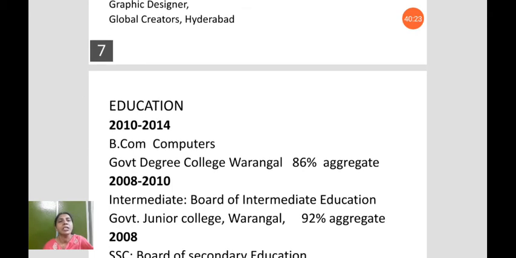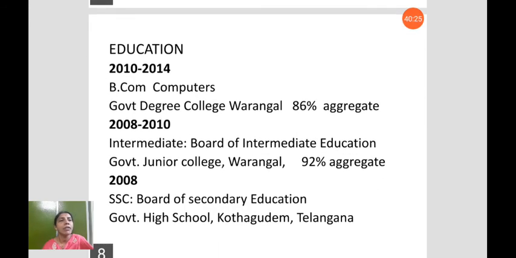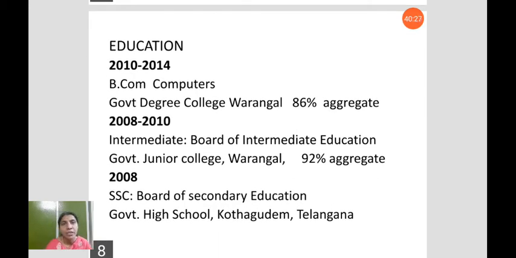Then education. Here also, BTech may not be necessary, so I have listed BCom computers, the rest is same. I am showing you the difference in the two resumes. Simply the difference in two resumes.